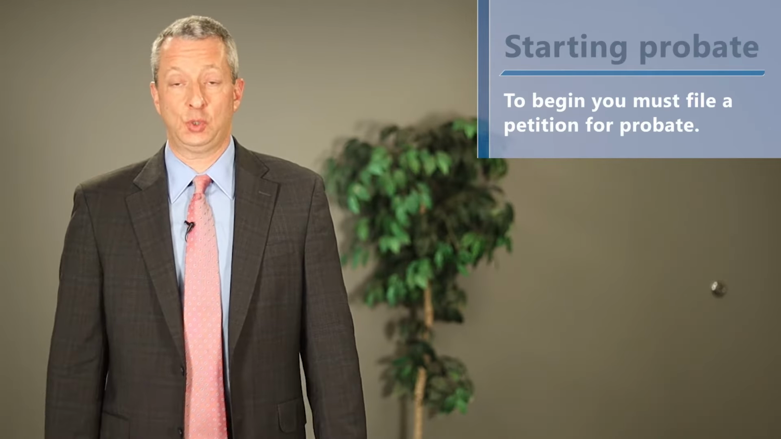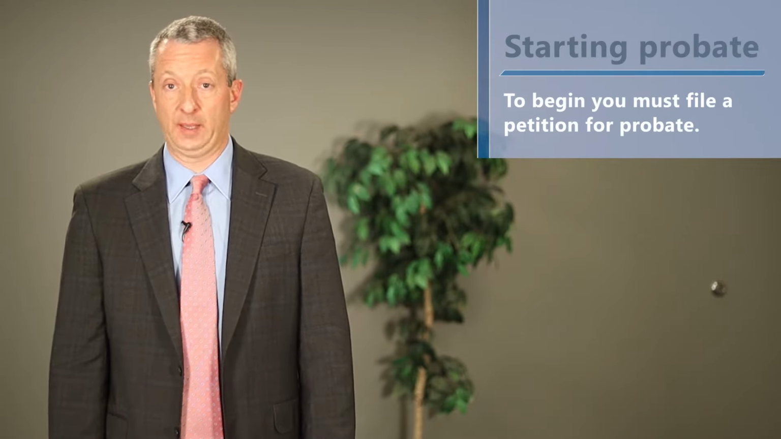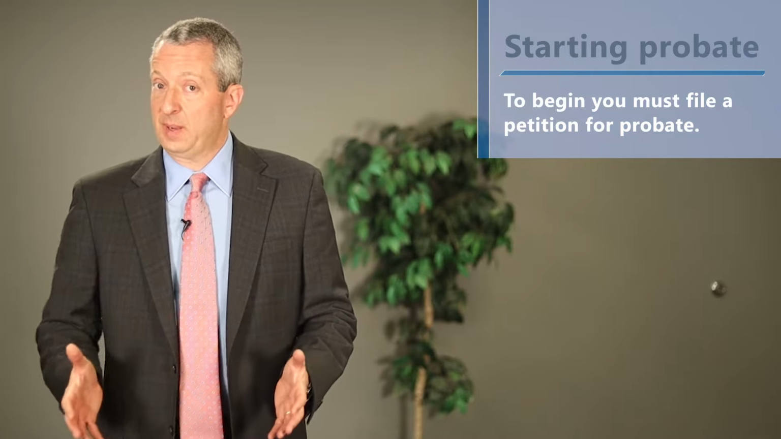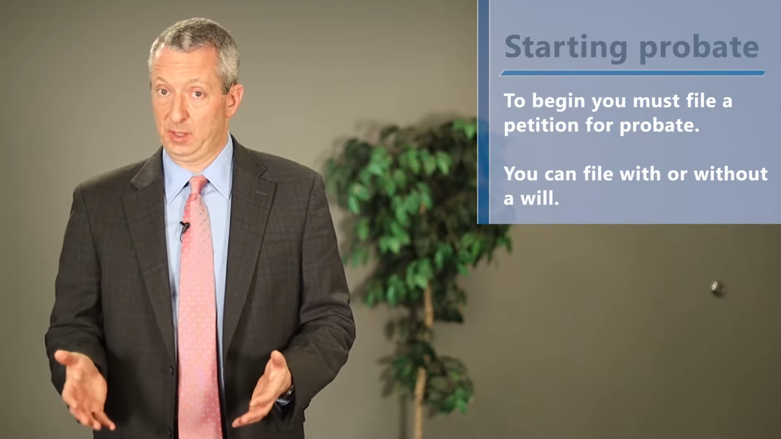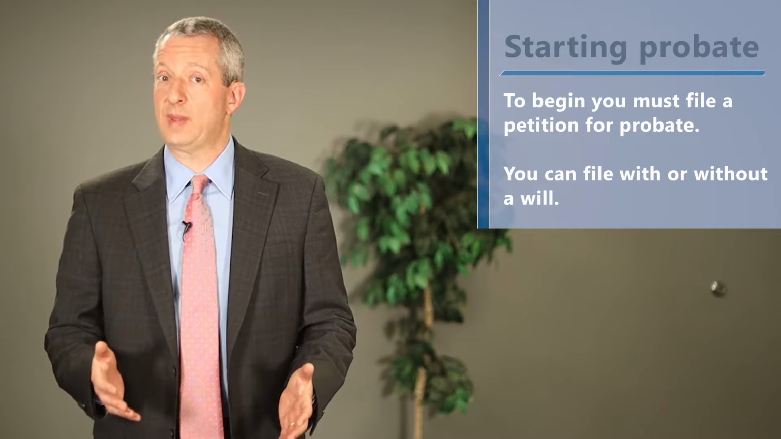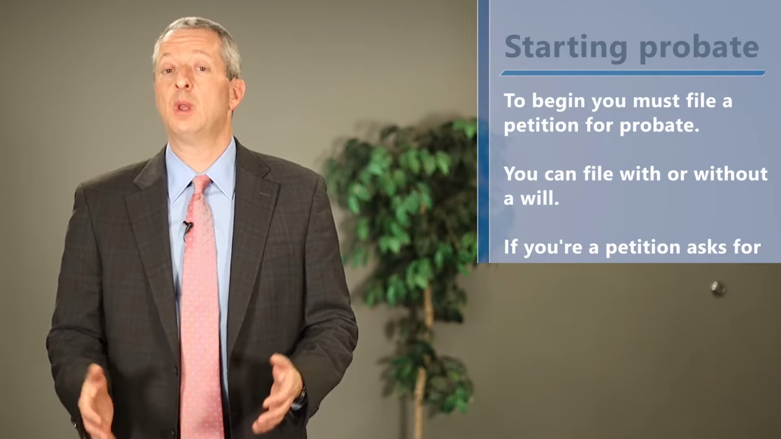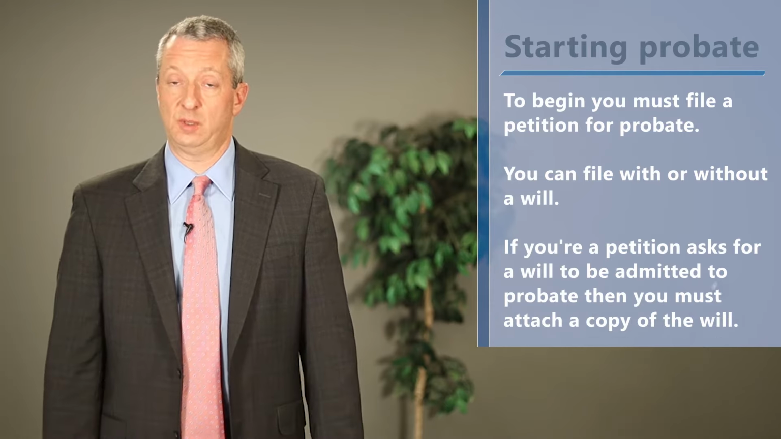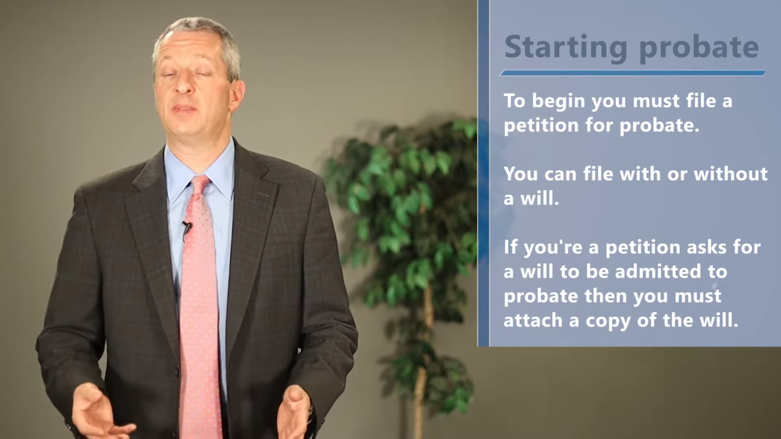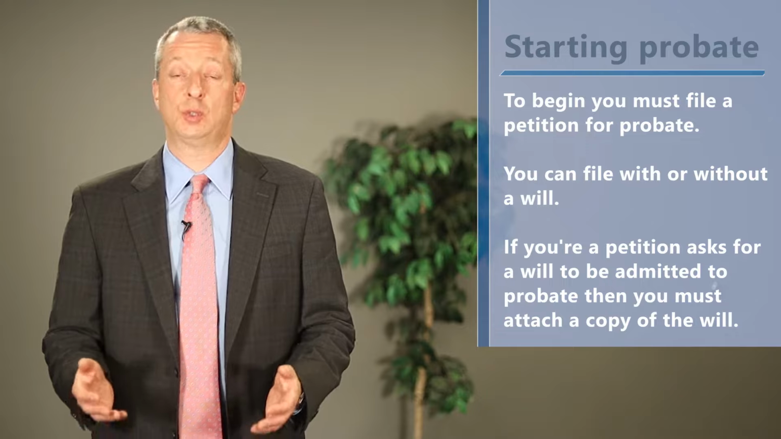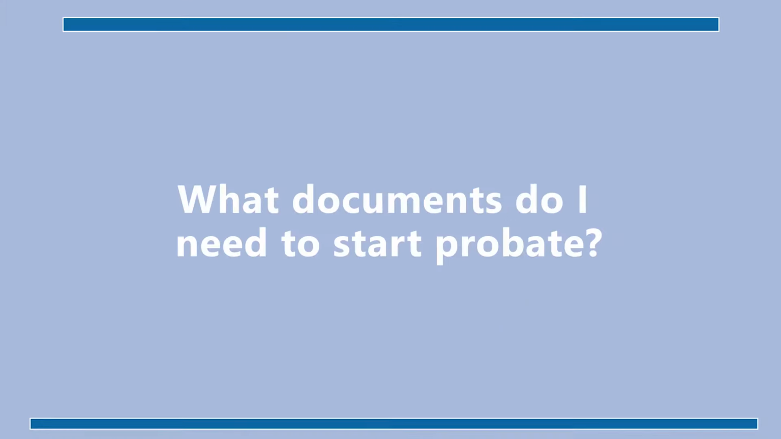The probate process is started by filing a petition for probate with the probate court. A probate petition can be to admit a will to probate, or you can start without a will. Of course, you should do what's appropriate for your situation. If you are seeking the admission of a will to probate, then a copy of that will must be attached to the petition for probate.